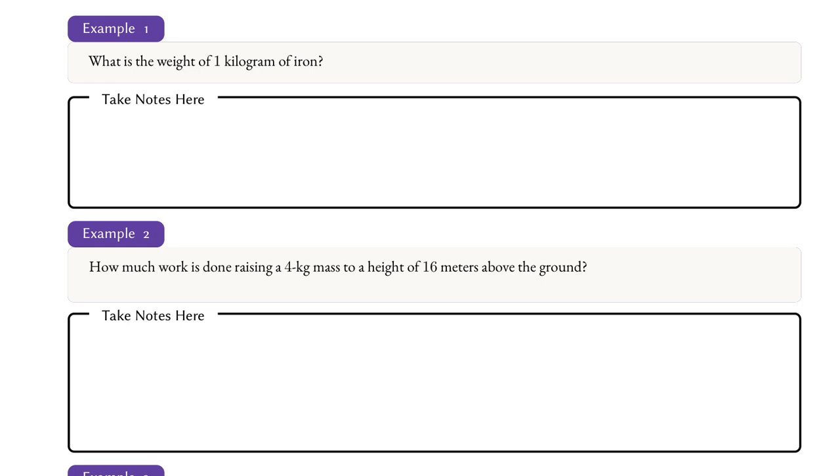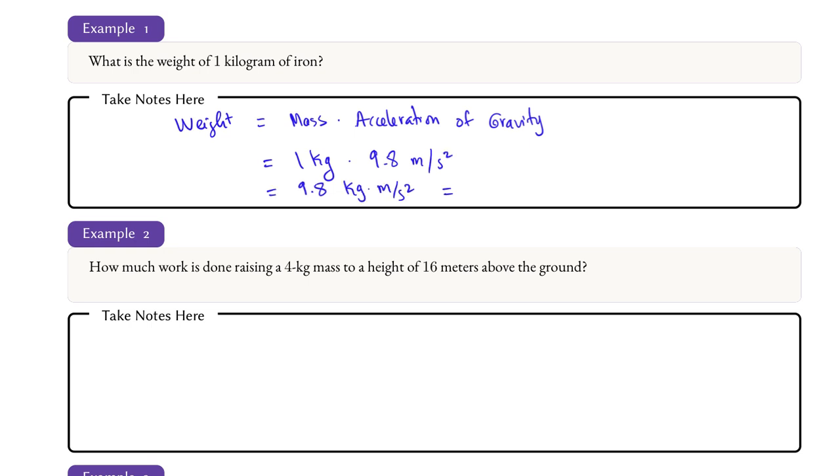Let's look at a few examples. What is the weight of 1 kilogram of iron? The weight is the mass times the acceleration. The mass is 1 kilogram. The acceleration is 9.8 meters per second squared. 9.8 kilogram meters per second squared is 9.8 newtons.